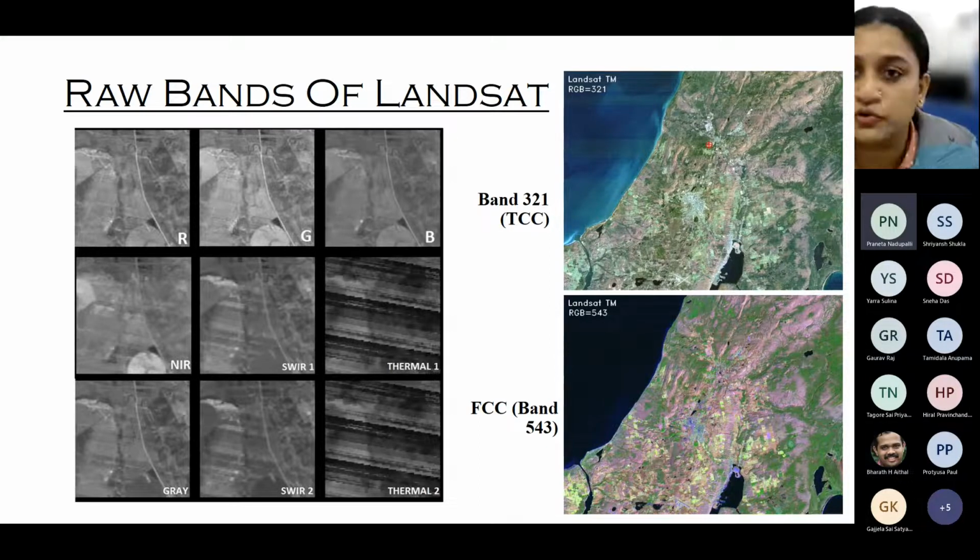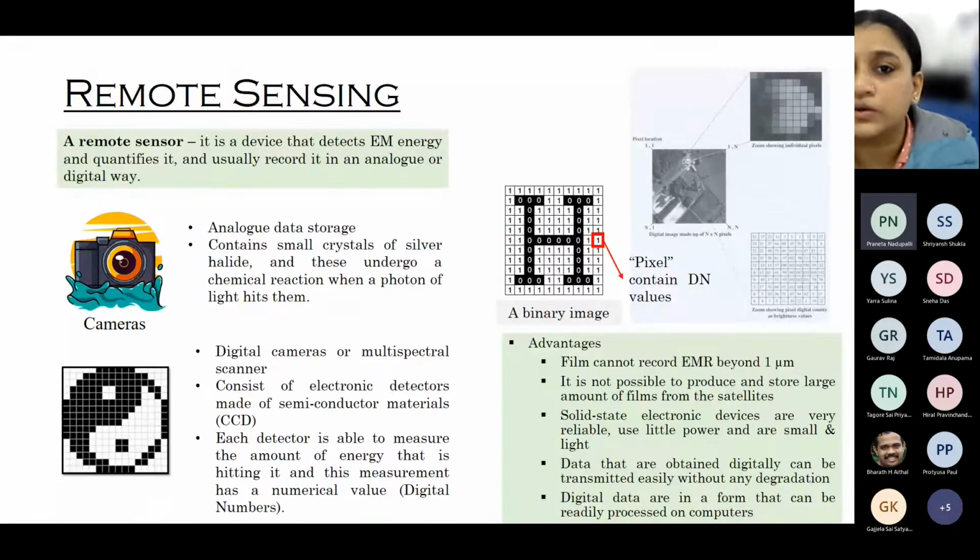Okay, then we shall move to the next part. The next part is about the remote sensor. We know that a remote sensor can be mounted on any platform. It is a device that detects the EM energy and quantifies it, and it usually records it in an analog way or a digital way.